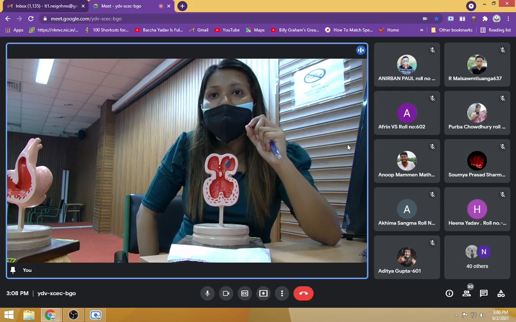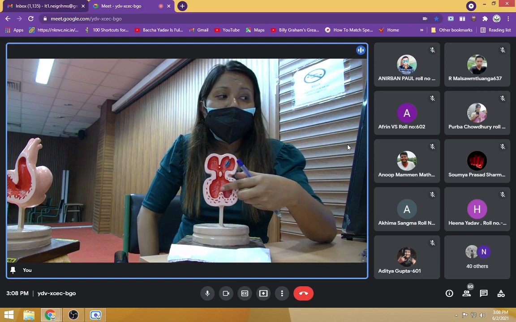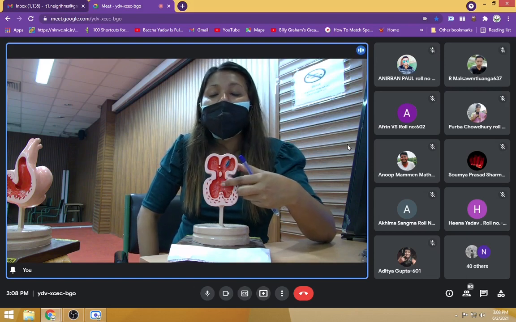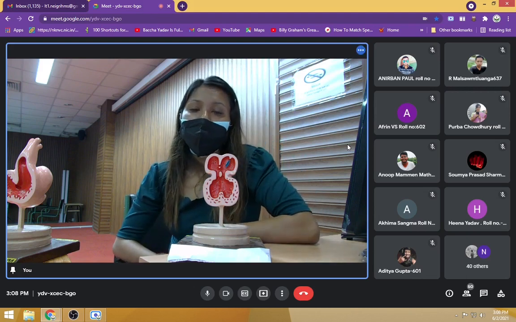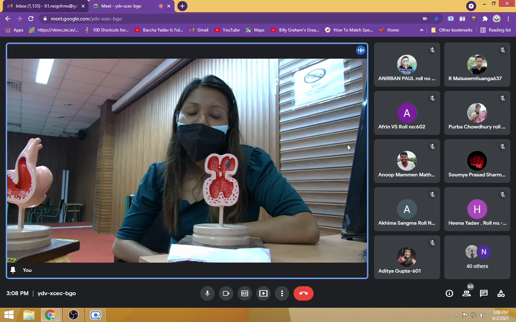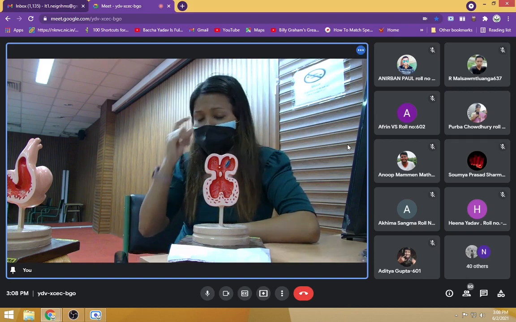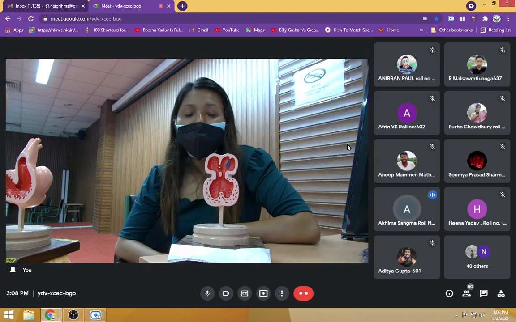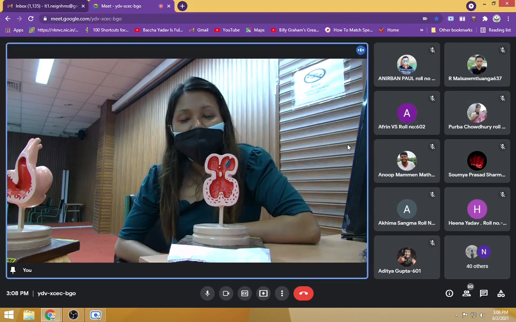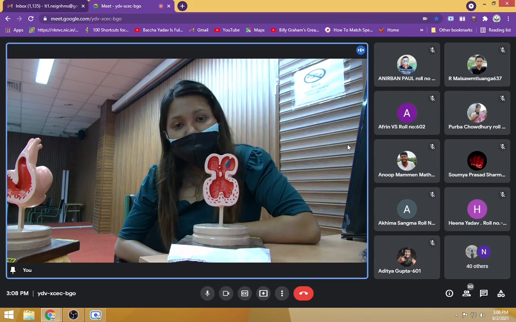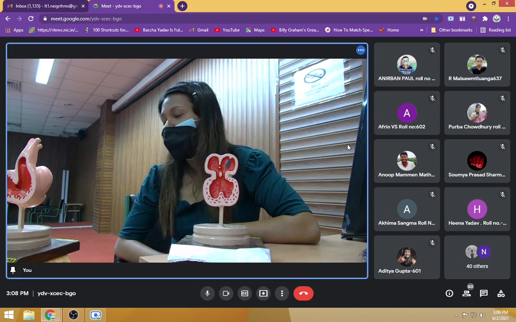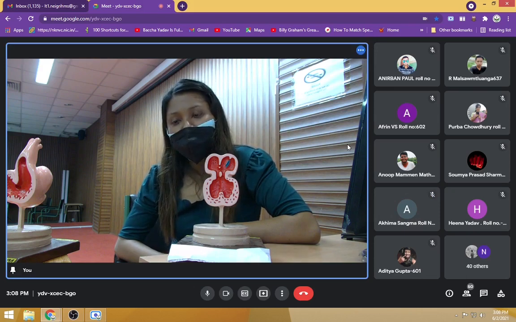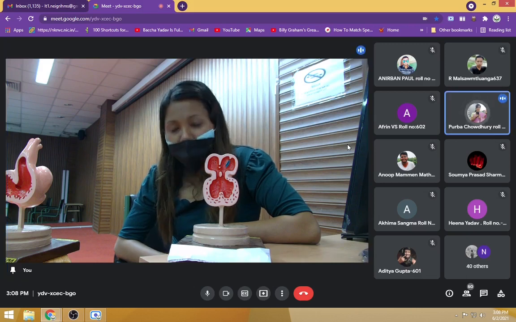If there is any problem in the formation of the interventricular septum, a defect develops. What is the defect called? The short form is VSD. Ventricular septal defect. So a defect in the interatrial septum is known as atrial septal defect, and a defect in the interventricular septum is known as ventricular septal defect, VSD.